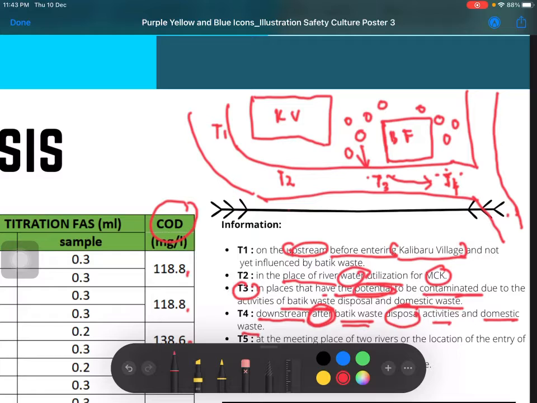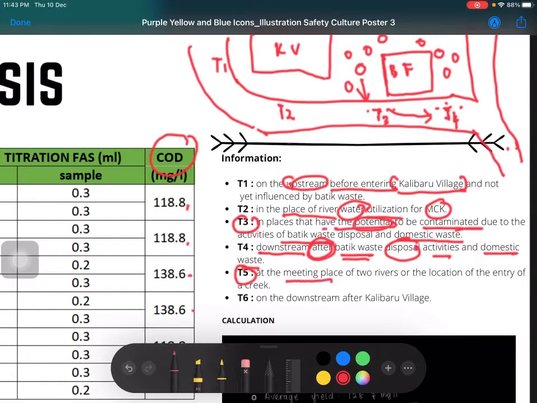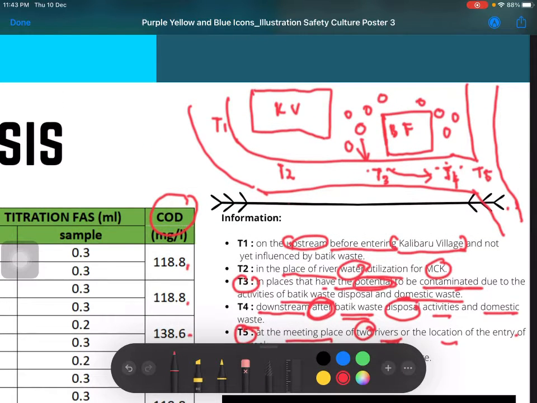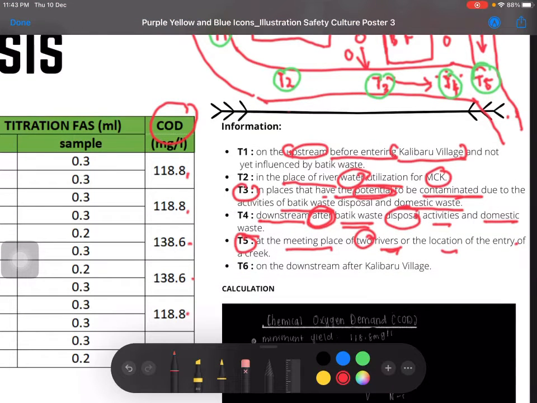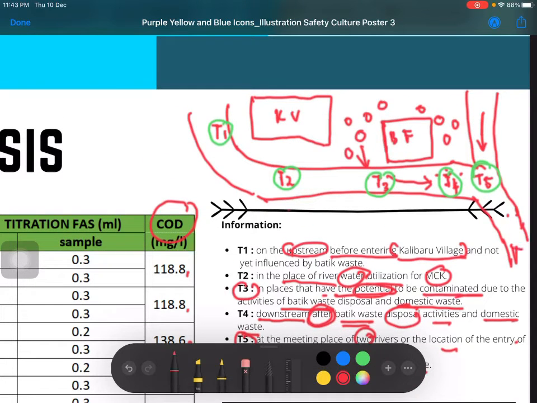Alright. So T5 is the meeting place of two rivers, the location of the entry of the creek. So T5 could be here, where this is river water 1 and water 2. So they meet here. So T5 is here, T4 here, T3 here, T2 here, T1 here. And T6 is actually downstream after the Kalibaru village. So it could be far away after you go through here. So maybe it's possibly T6 here. So we have T1, 2, 3, 4, 5 and 6. So here is how it was done to take the sampling locations.